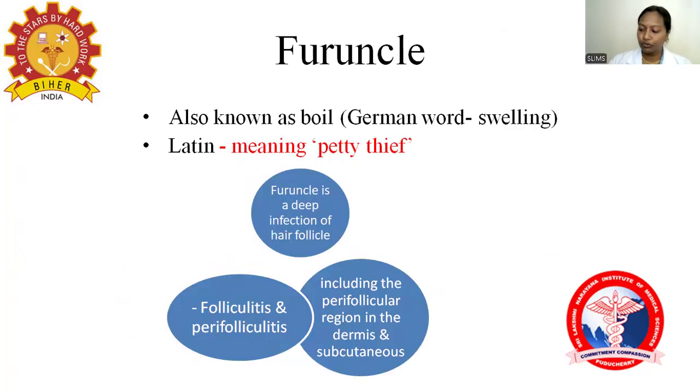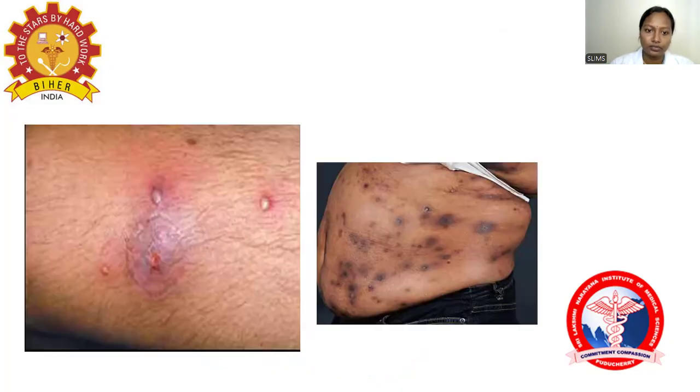So next, going into furuncle. Furuncle is also known as a boil, which means petty thief in Latin. It's a deeper follicular infection of a hair follicle. Again, here you will find a pustule and also a nodular kind of thing because there is more inflammatory infiltrate around the perifollicular region in the dermis and subcutaneous area.